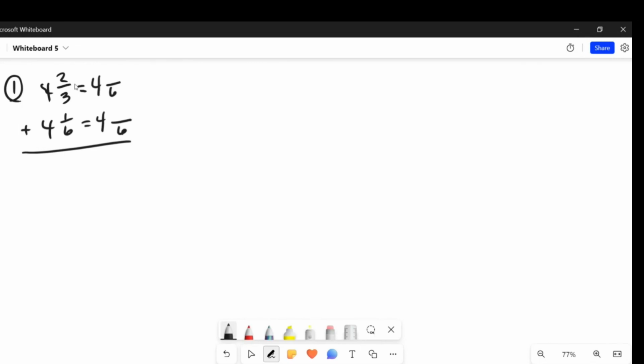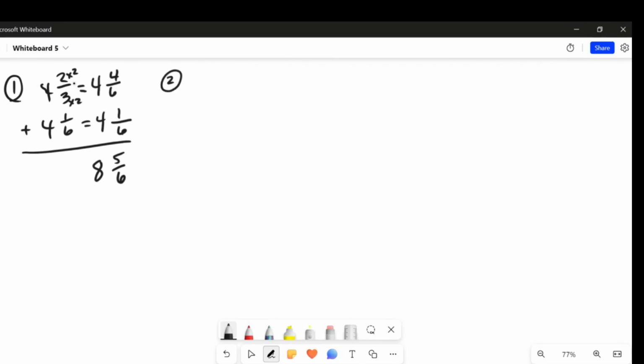So this 3, to turn it into 6, we would multiply by 2, take the top and multiply by 2, and we get 4. And then on the bottom, we already have 6. So our fractional part, 4/6 plus 1/6, gives us 5/6. And the whole number parts, 4 and 4, give us 8. So our answer is 8 5/6.